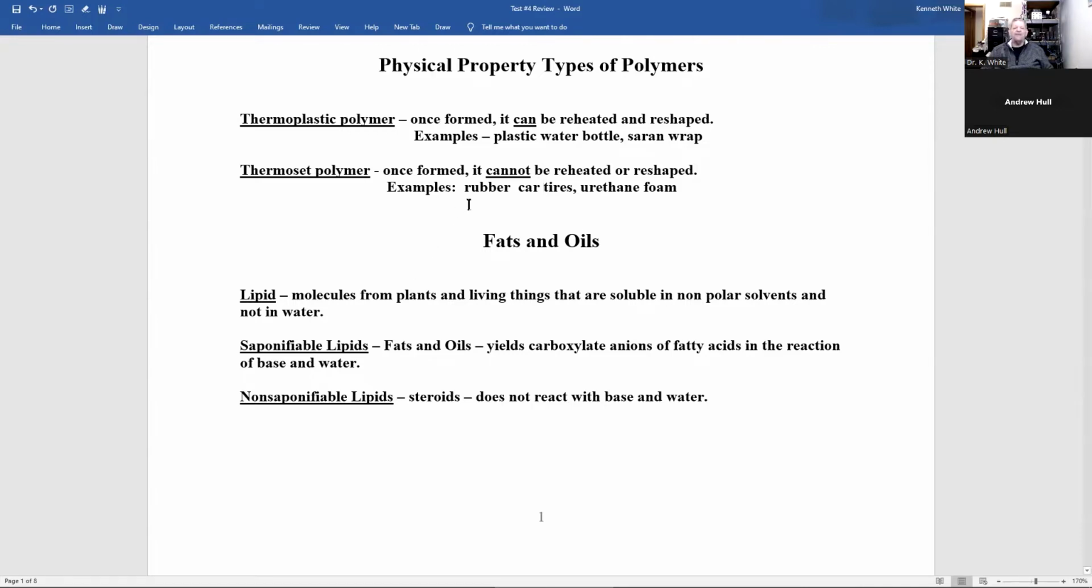All right, next, I talked about lipids in the fats and oils part of the lipids chapter. A lipid is a molecule or molecules from living things like you and me, animals or plants, that are soluble in nonpolar solvents, but not water.